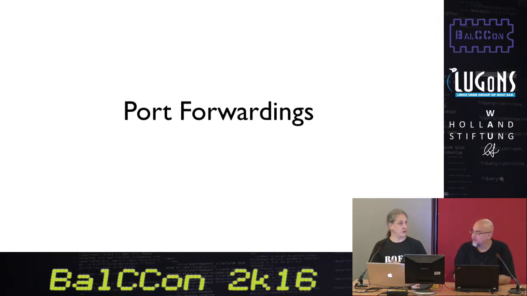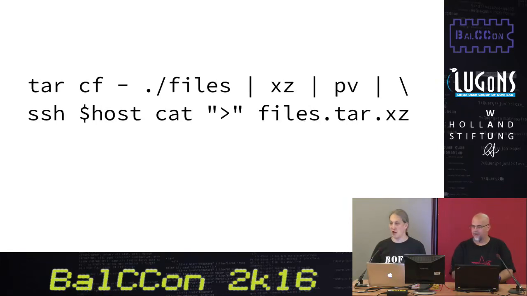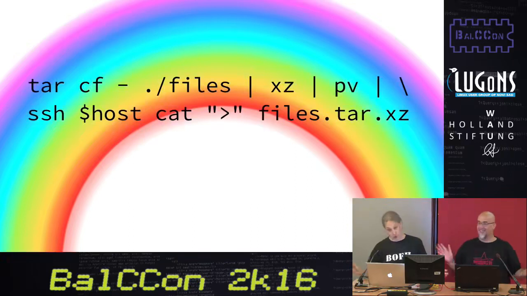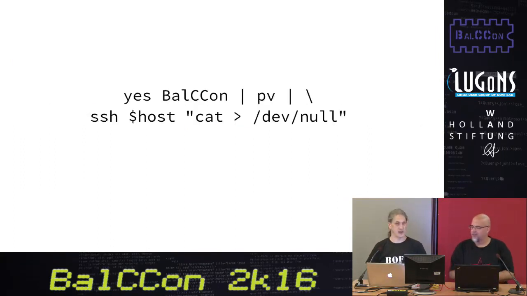You maybe have already heard of port forwardings: local forwardings, remote forwardings, X11 forwardings, and dynamic forwardings for a SOCKS proxy on the fly. And you already know how to copy files back and forth using SCP or SFTP, or if you so desire, rsync. And you surely are familiar with the standard tar, rainbow, compression, pipe view pipe, which gives you not only a nice rainbow, but also a nice progress bar on how fast your copy is going, and of course the standard SSH speed test, how fast your pipes are working.